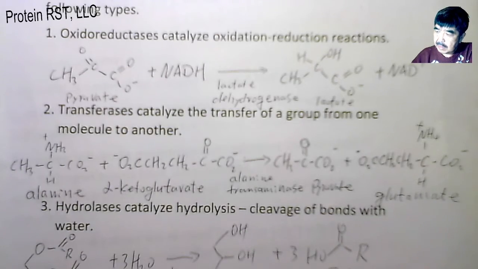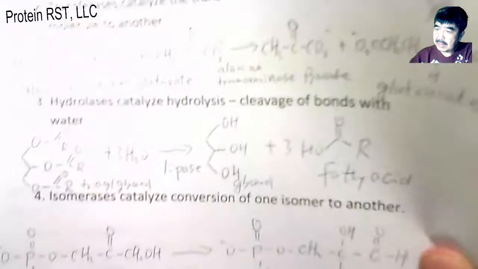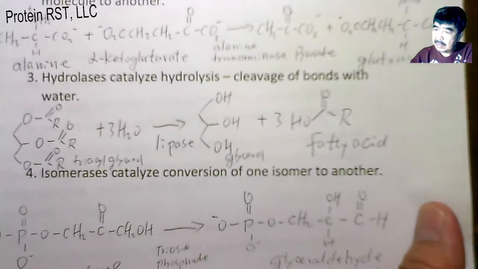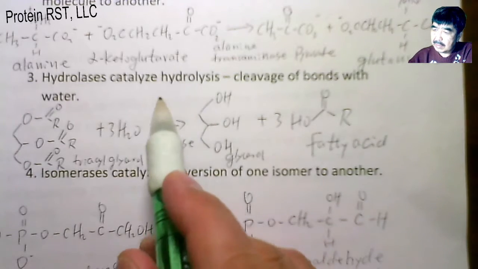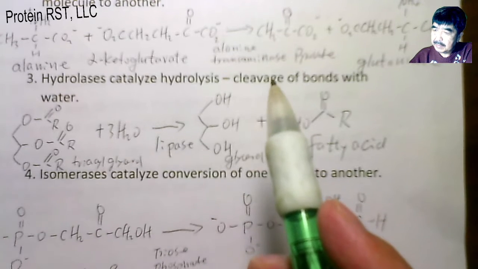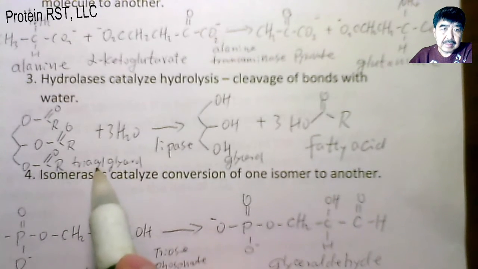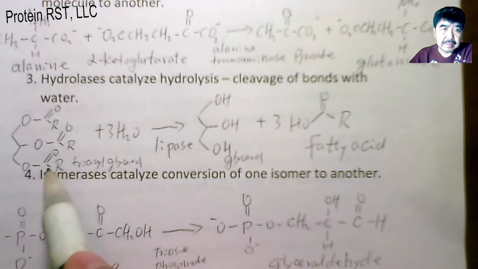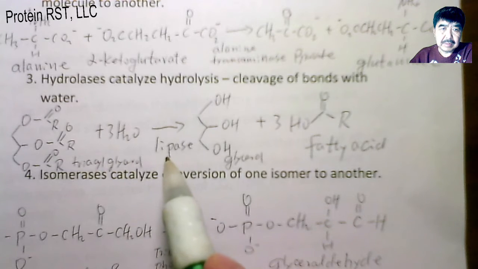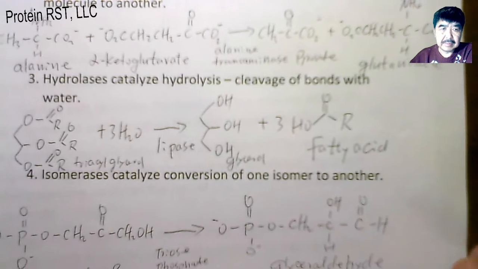The third type is called hydrolases, which catalyze hydrolysis, the cleavage of bonds with water. In this example, this is a triacylglycerol plus water, and the enzyme is called lipase. The product is glycerol and fatty acid.